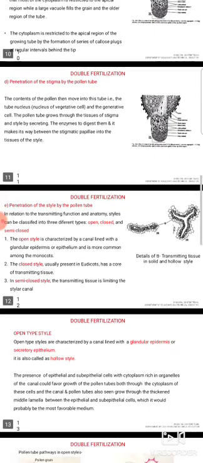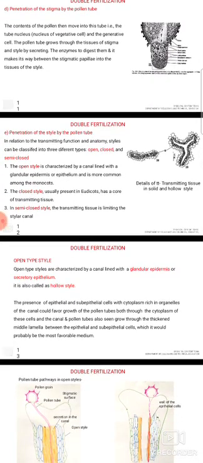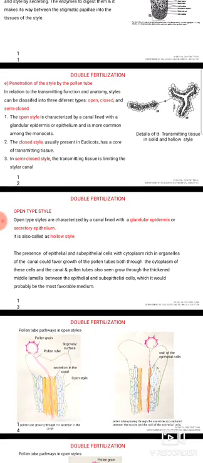Next, penetration of the style by the pollen tube. In relation to transmitting function and anatomy, styles can be classified into three different types: open, closed, and semi-closed. The open style is characterized by a canal lined with a glandular epidermis or epithelium and is more common among the monocots. The closed style, usually present in dicots, has a core of transmitting tissue. In the semi-closed style, the transmitting tissue is limiting the stylar canal.